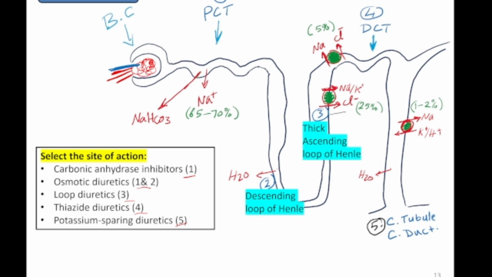Number 1, for example, if you click on it, should be carbonic anhydrase inhibitor. Then number 2, 1 and 2, we talk about osmotic. Number 3 loop diuretic, number 4 thiazide, and number 5 potassium-sparing diuretic. So we need the students and the audience to be familiar with the site of action of diuretics.